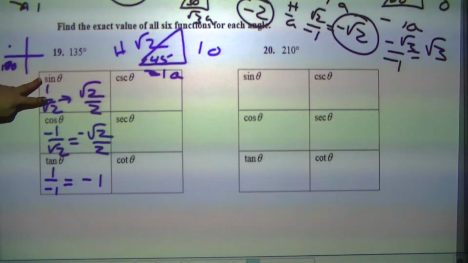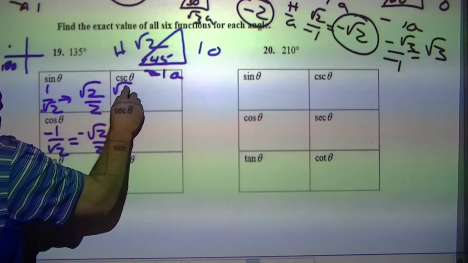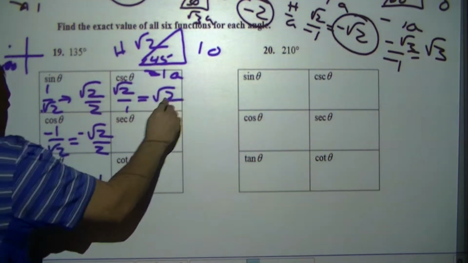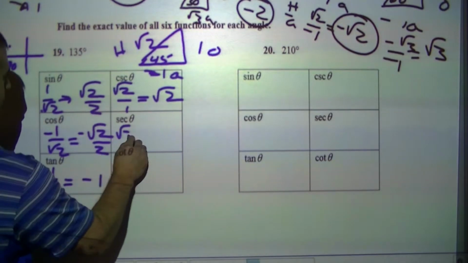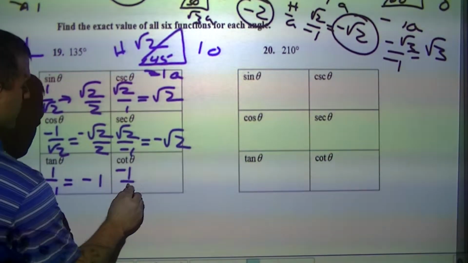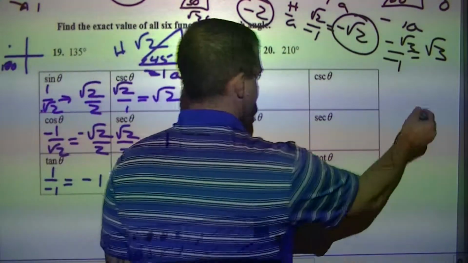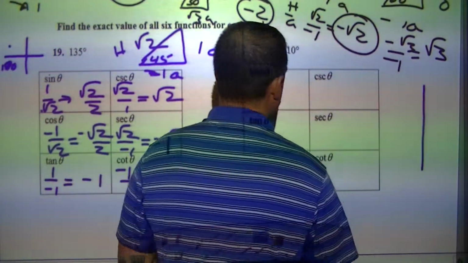Okay? Now, what I can do from the beginning is just flip this. This is going to be h over o, square root of 2 over 1, which is square root of 2. This is square root of 2 over negative 1, which is negative square root of 2. And cotangent is negative 1 over 1, which is negative 1. Okay? 210.